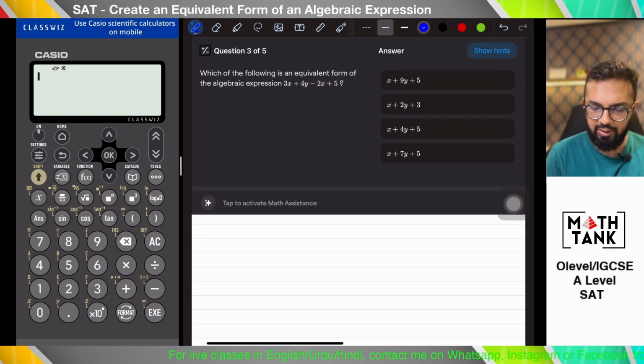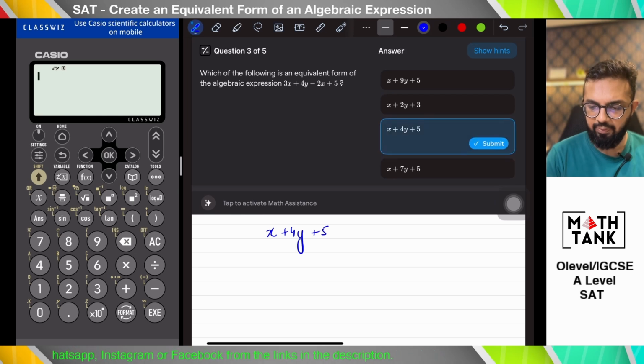Let's look at the next one. I think 3x minus 2x gives me x plus 4y plus 5. So I get x plus 4y plus 5.